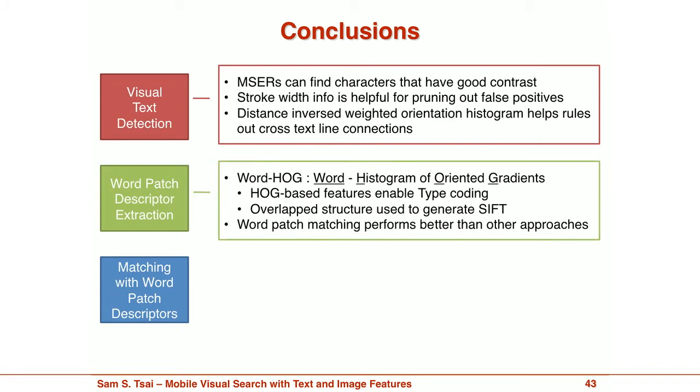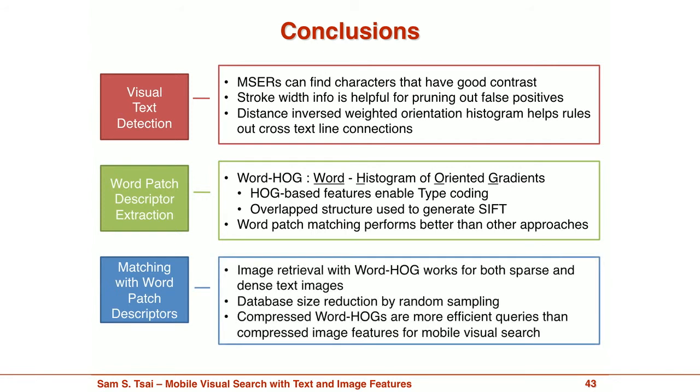For Word-Patch descriptors, we have developed a new descriptor called Word-HOGs, which stands for Word Histogram of Oriented Gradients. It's a histogram of oriented gradient-based descriptor and can be compressed efficiently using type coding. Its overlapping subblock structure enables fast SIFT descriptor generation. Using this approach, we find that the Word-Patch matching performance is far better than other approaches and character recognition engines.